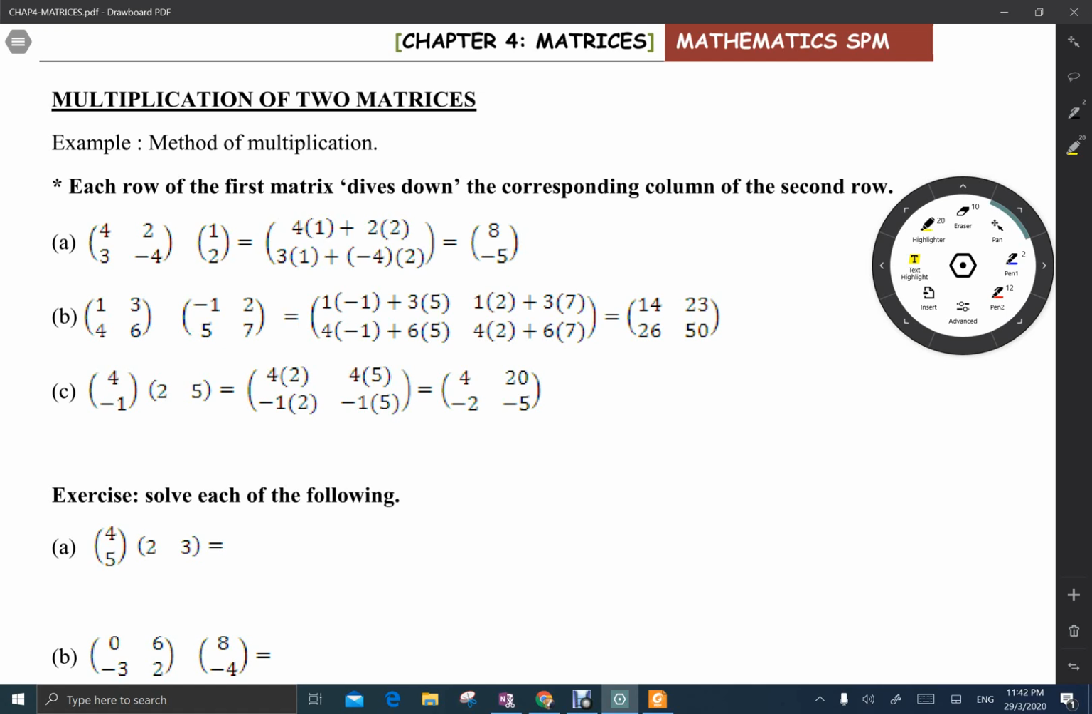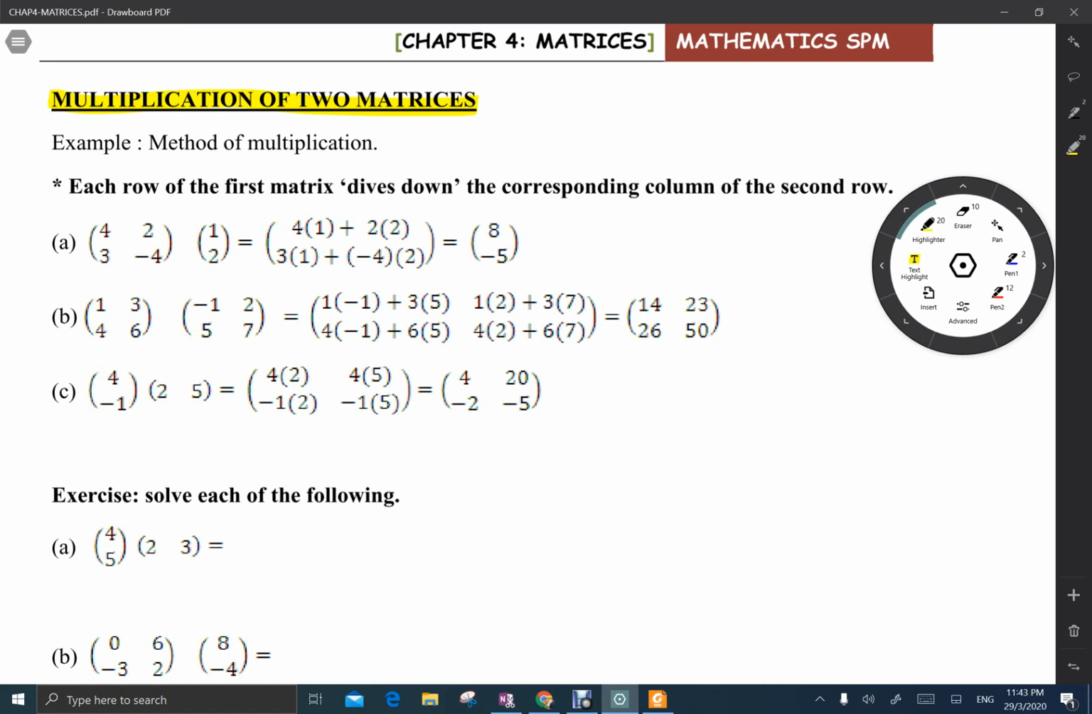So, hari ni I nak sambung our next lessons. It's a multiplication of two matrices. Okay, last time we already learned how to add and subtract a matrix and multiply a matrix by a number. So, today we're going to learn multiplication of two matrices. Okay, now how to do?